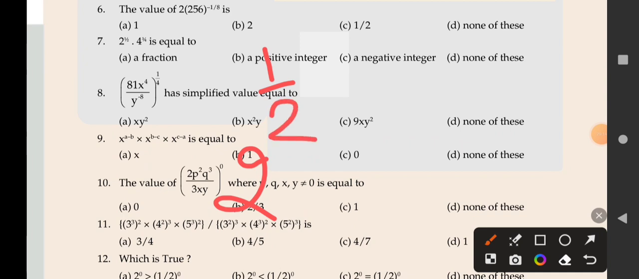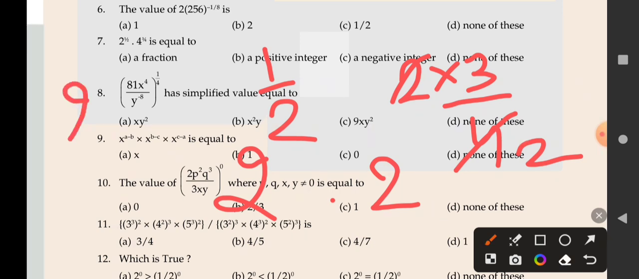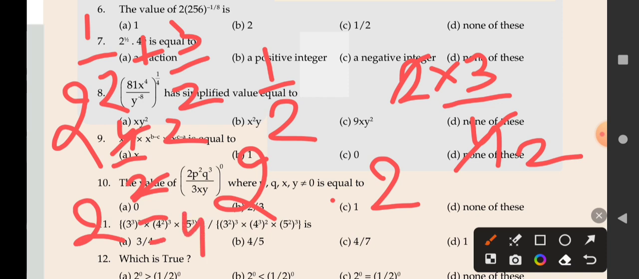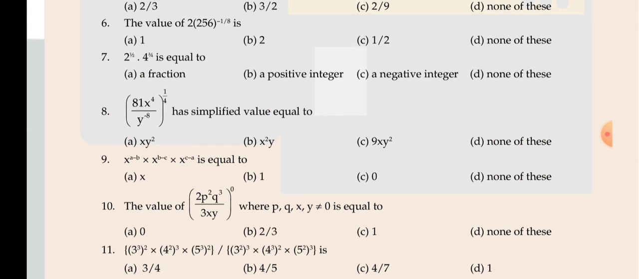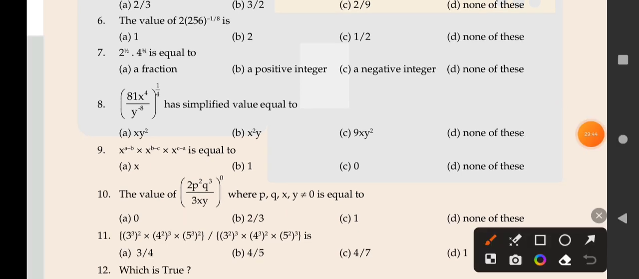7. 2 power half into 2 power 2 into 3 by 4. Okay, so now you're going to add it. So 2 power 1 by 2 plus 3 by 2, which is 2 power 4 by 2 is 2 square, which is equals to 4, which is a positive integer. Okay, that's the second answer. B option, right?